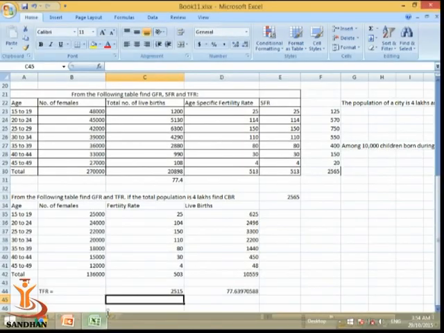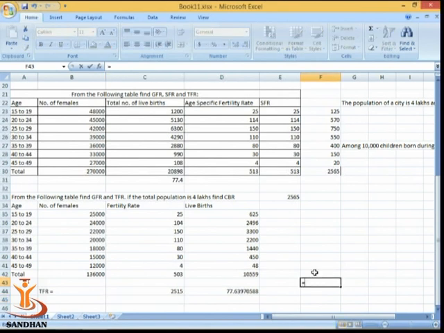So here my live birth is 10559. I can write it also or I can select it. Suppose I am selecting directly. Divided by, here I do not have 4 lakh as a value in a cell. So I can type 4 lakh also, multiplied by 1000. 26.397 is my crude birth rate.